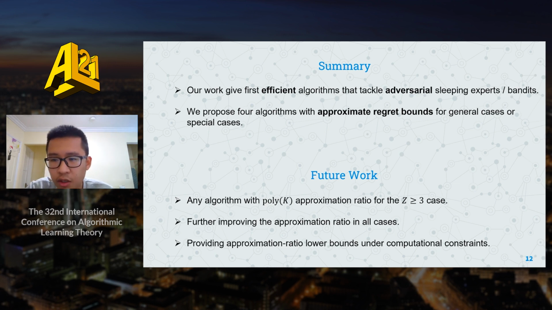For some further directions, we wonder whether there is an efficient algorithm with polynomial k approximation ratio where the number of zeros is larger than or equal to 3. In this paper, we deal with the case when Z is equal to 1 or 2. Second, we would like to further improve the approximation ratio in all cases and provide approximation ratio lower bounds under computational constraints. And this concludes my talk.